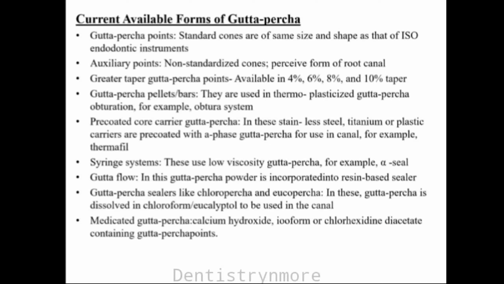Next one is the currently available forms of Gutta-percha. Gutta-percha is available in various forms like Gutta-percha points, auxiliary points, greater taper Gutta-percha points, Gutta-percha pellets, pre-coated core carrier Gutta-percha, in case of Gutta flow, syringe system, Gutta-percha sealers, and also medicated Gutta-percha like calcium hydroxide, iodoform or chlorhexidine containing Gutta-percha points. So these are the currently available forms.